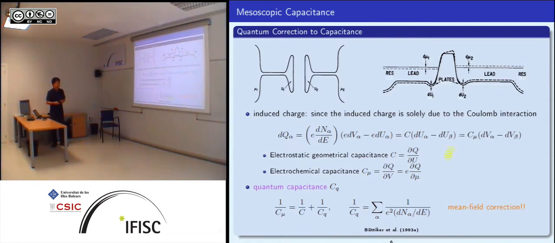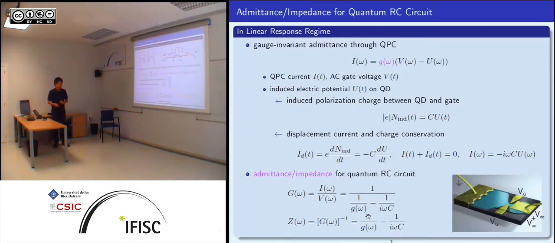But this formula is obtained in the mean-field approach, so it does not account for electron correlation in this system. In my study, I will present another story for this quantum capacitance. And now I want to show how to calculate the resistance for this quantum dot system.